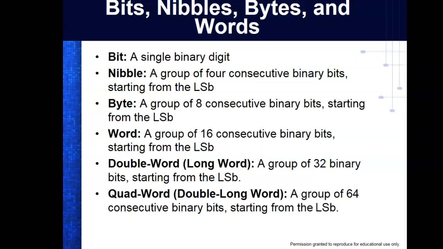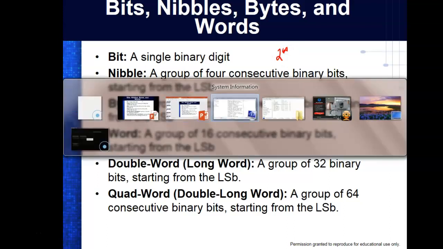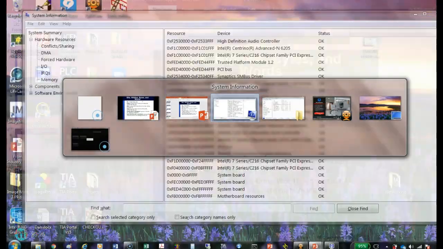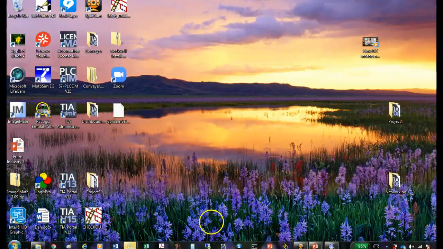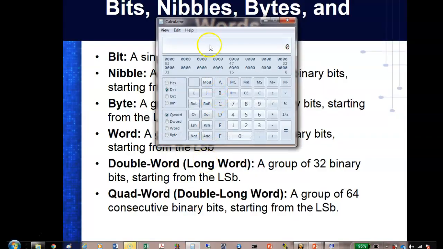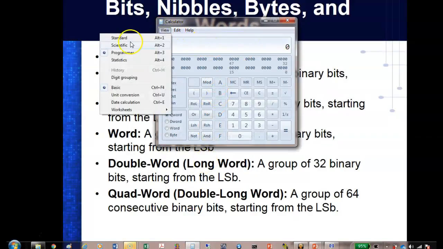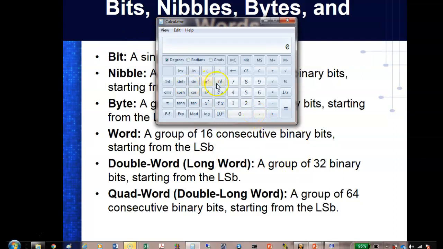But that's a big number, right? So 64 bits would be 2 to the 64th. That's how many combinations we could represent. I'm looking for this guy, so I can bring my calculator up. I'm going to switch it back to scientific. Now I'm looking for my y to the x right here. So 2 raised to the 64th. That's the number we could represent.